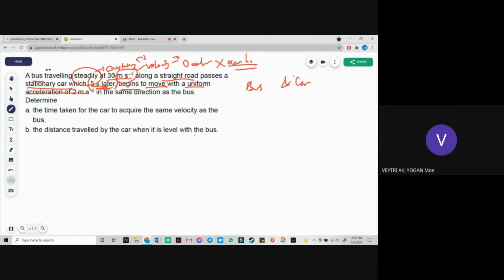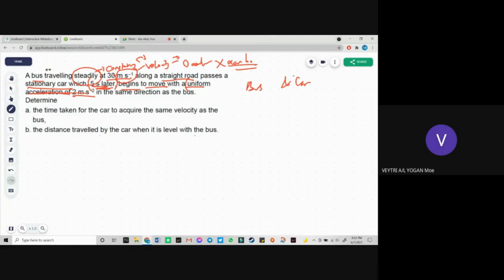But it also moves in a uniform acceleration of 2 meter per second square. Don't get confused: uniform velocity and uniform acceleration. When we are talking about uniform velocity, which literally means zero acceleration. But when we are talking about uniform acceleration, which means there's a value for the acceleration itself. It's just that the graph is constant at a certain value.